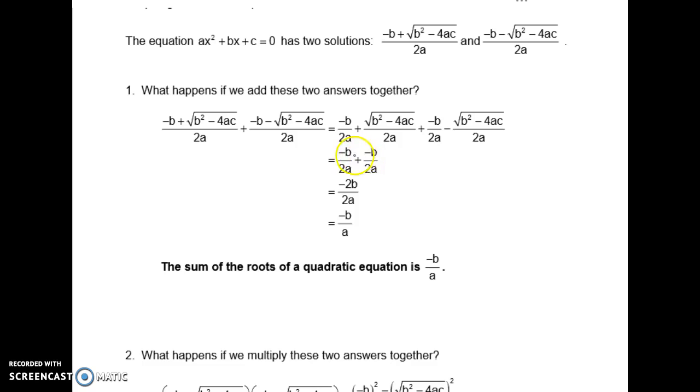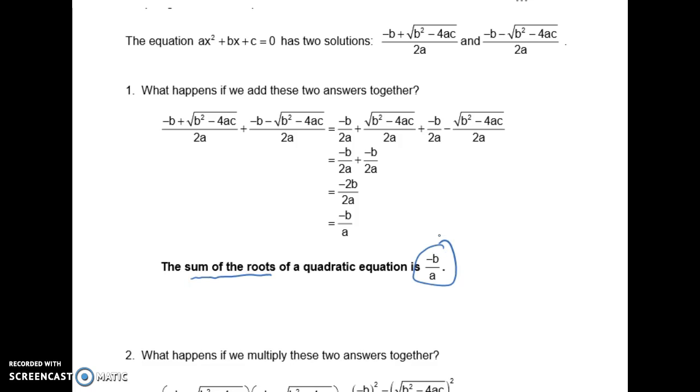When I put those together, same denominator, I get negative 2b over 2a, which can simplify to negative b over a. So if I have a quadratic equation, and I just want to know, hey, what are the solutions added together? All I need to do is use this quick shortcut. The sum of the roots is negative b over a.